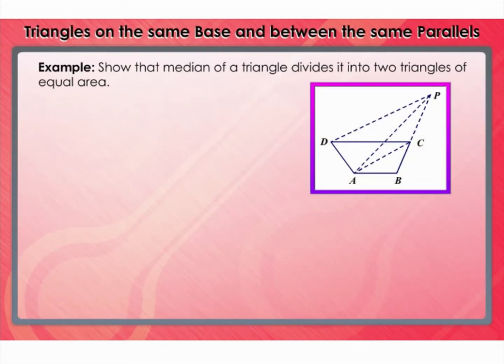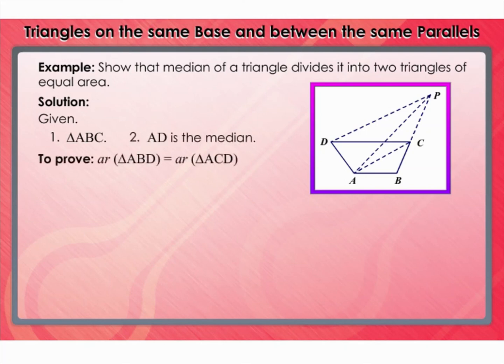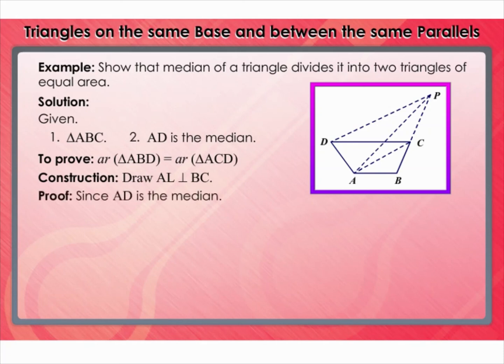Here we'll see some examples of triangles on the same base and between the same parallels. Given, let ABC be a triangle. AD is the median of the triangle. We need to prove that area of triangle ABD is equal to area of triangle ACD. Draw AL perpendicular to BC. Since AD is the median, BD is equal to DC.